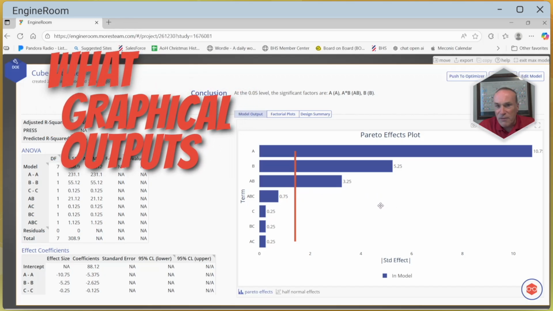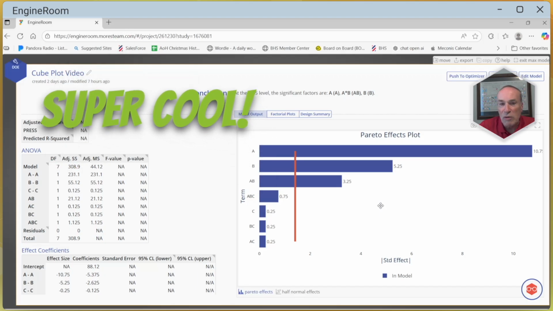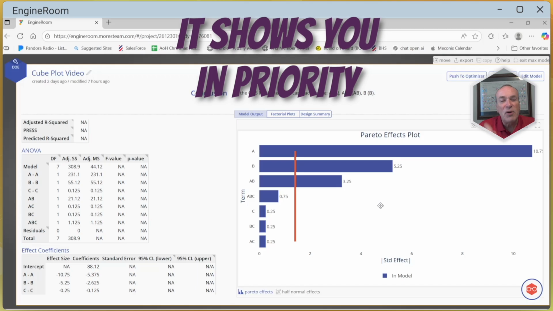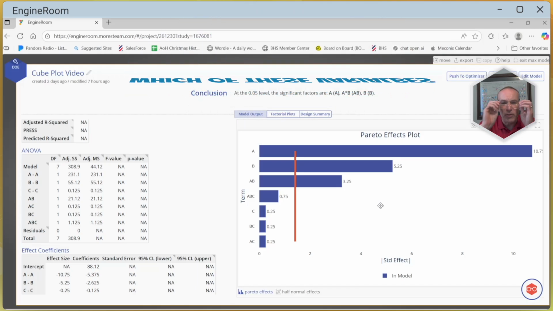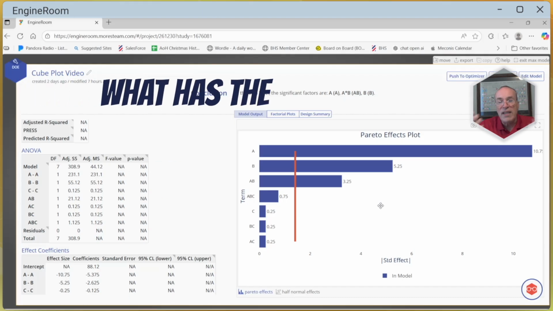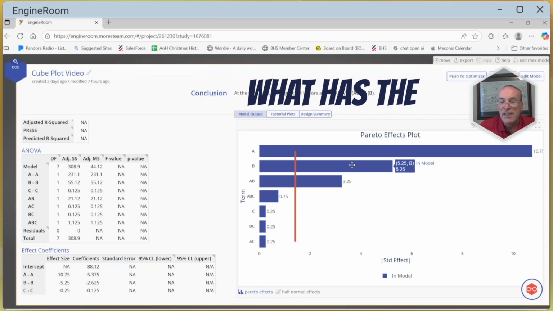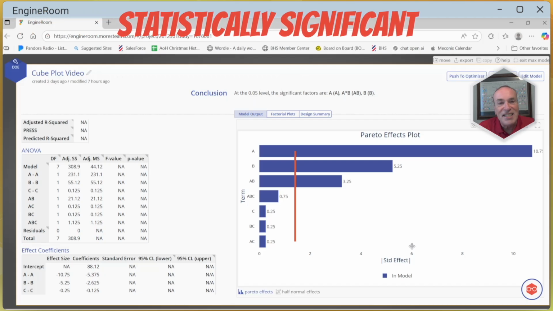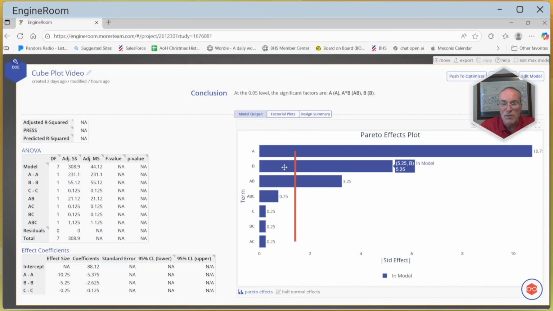Now, this Pareto effects plot, I think, is super cool, which is that it shows you in priority which of these variables, as you go from low to high, has the biggest impact. And so we can see that factor AB, and factor A, the interaction of A and B, is statistically significant. And we know that simply because it superimposes this line here.